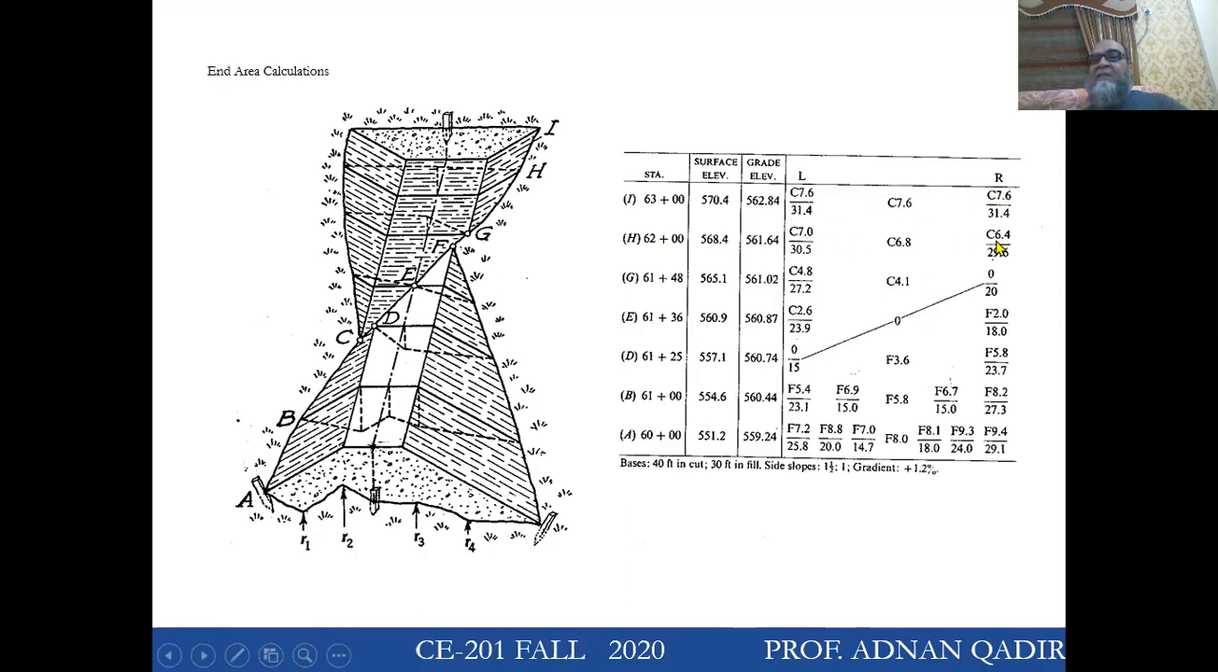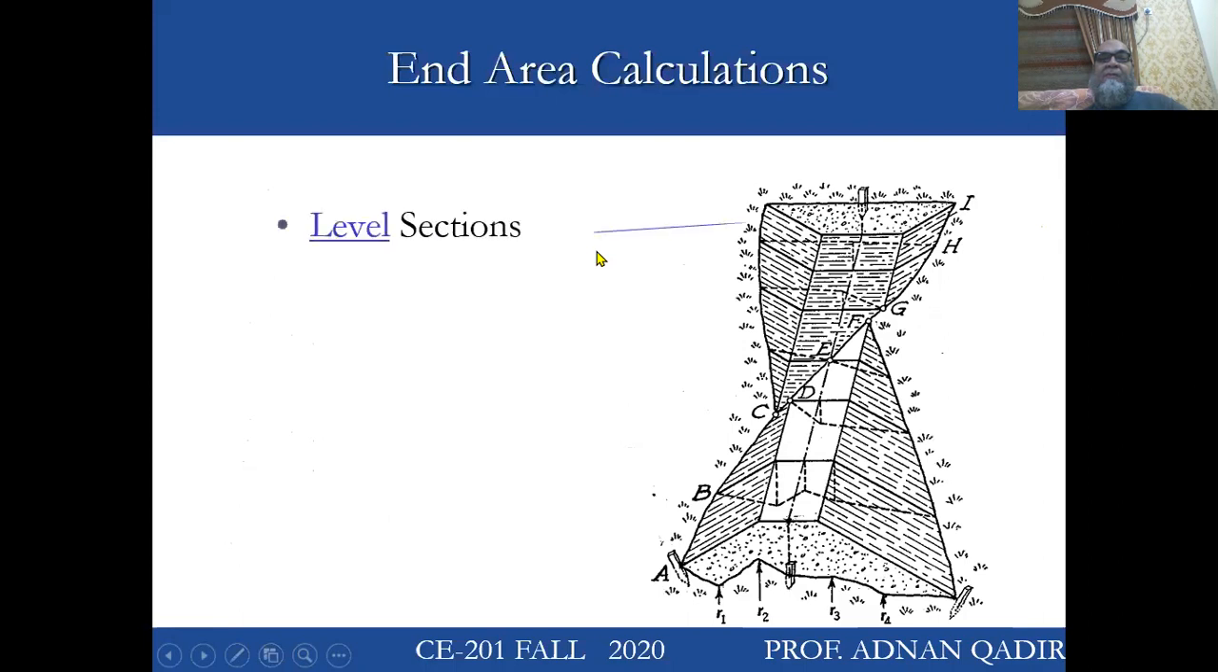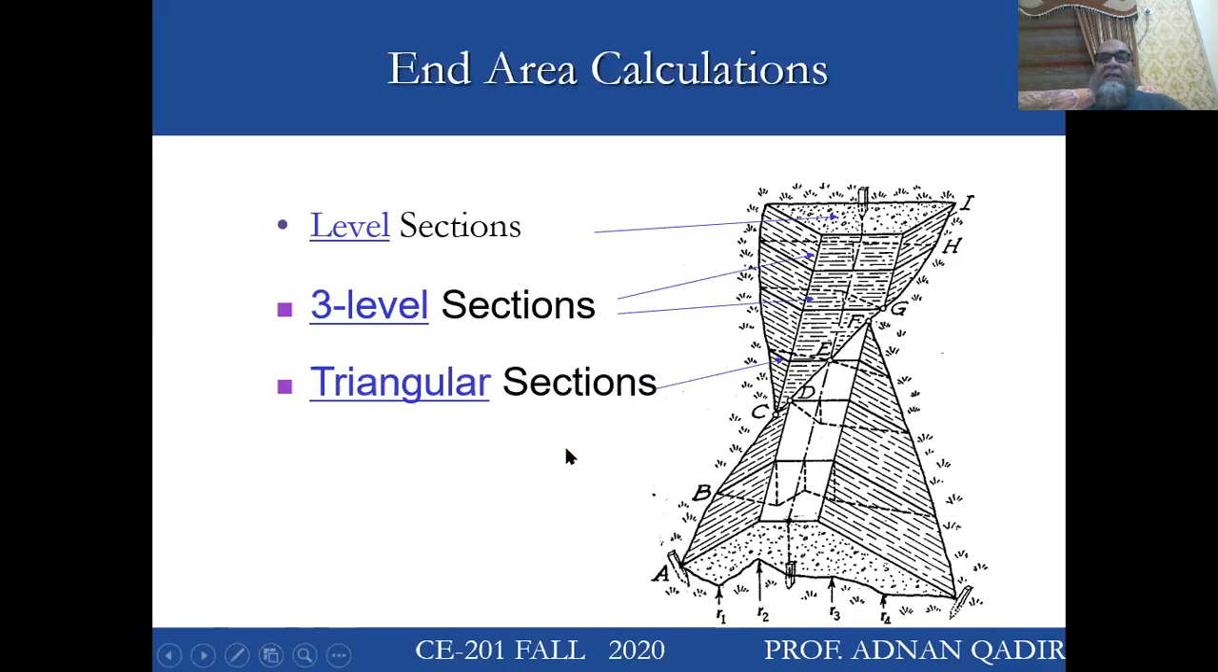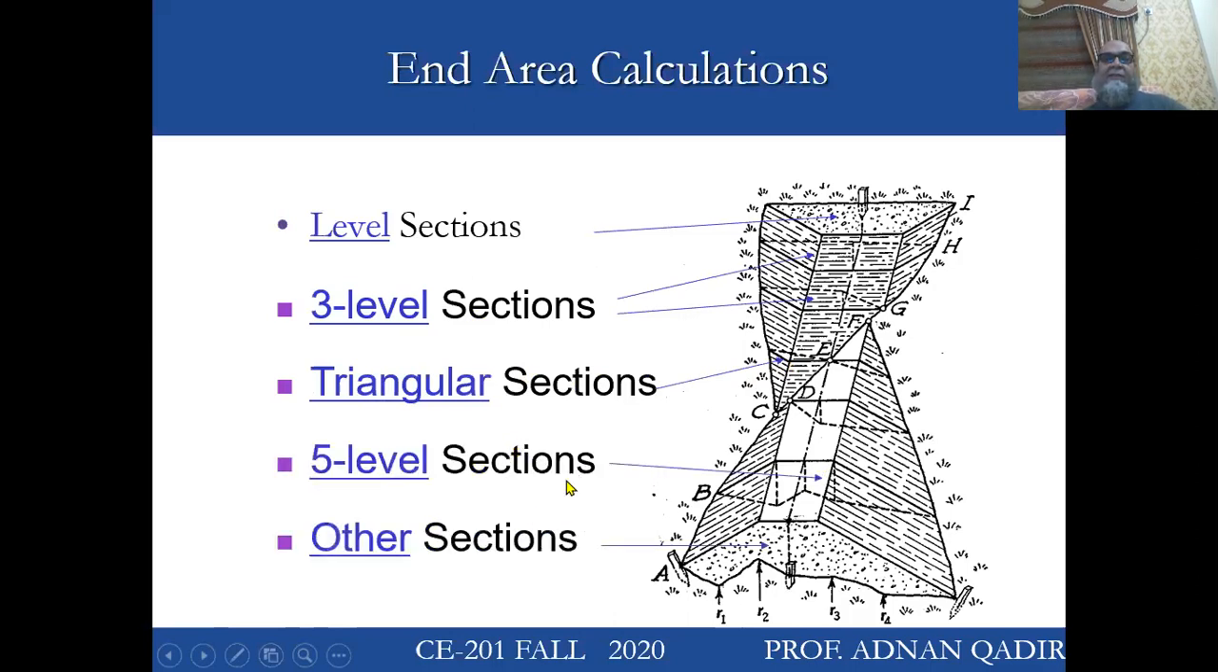This is not a level section. You see, neither the distances nor the heights are equal. So that's why we call it a 3-level section. So is this. Okay. This is a 3-level section. This is a triangular section. And this is the other sections.